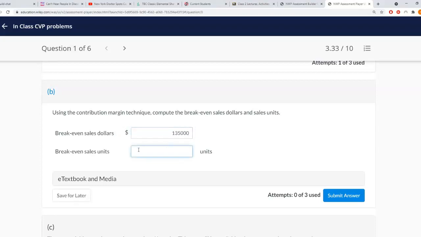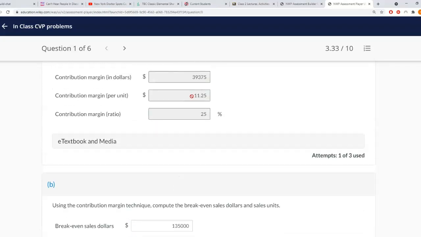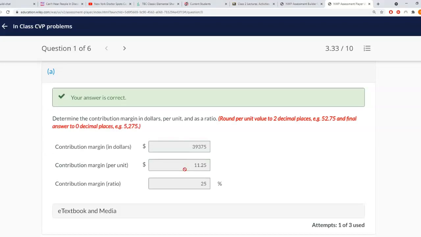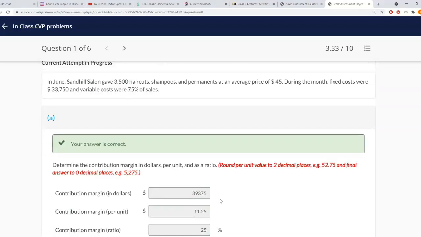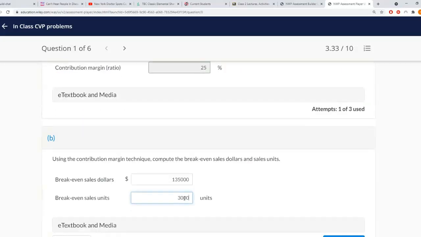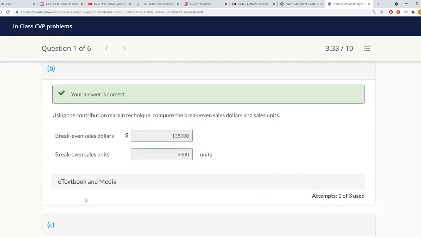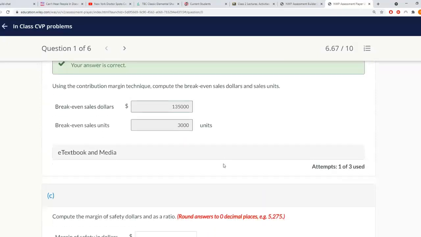Okay. And now we want it in units. So fixed cost divided by the contribution margin per unit. That's all. It will be 33,750 divided by 11.25. It will be 3,000. Is that units? Okay. Yeah. So correct. Very good, Obed.